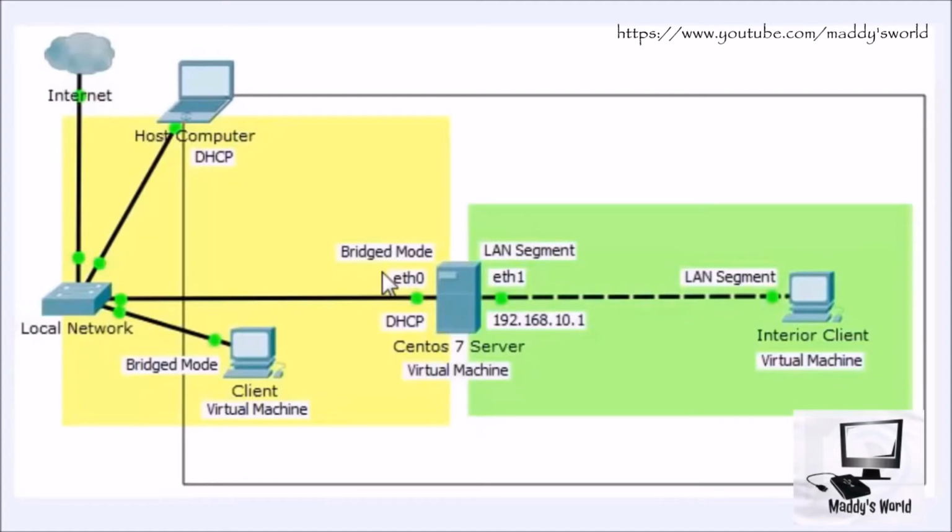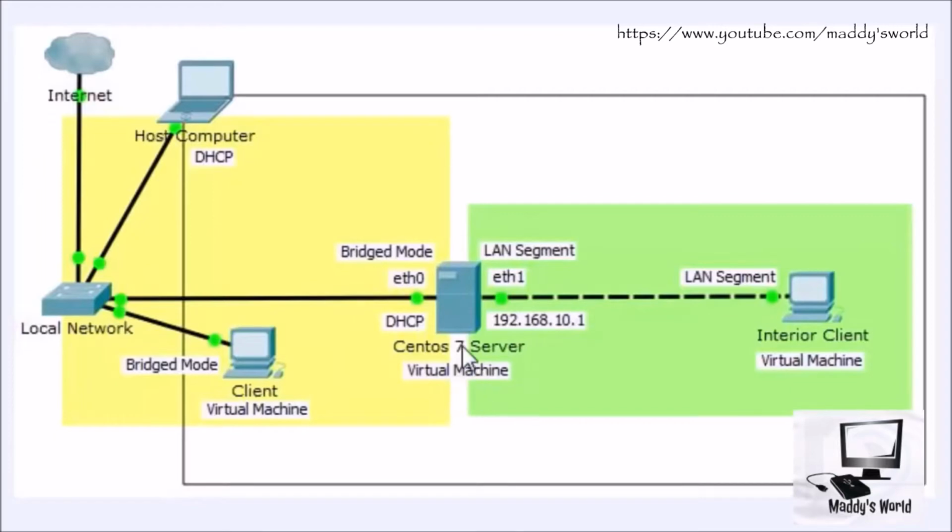One will be in bridged mode, and it will pick up an IP address on the network just like my host laptop computer does. Like any other computer on the network, it can pick up an IP address in bridged mode. So that will be ETH0, and then I'll use DHCP to pick up an IP address here. So this will face the internet.